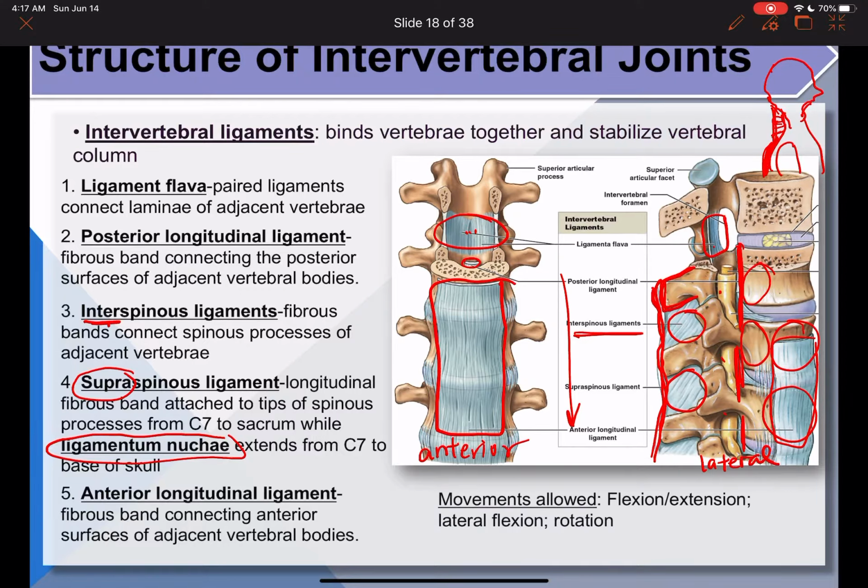Okay, so all 5 of these ligaments are what allow safe and stable movement of our vertebral column, such as flexion, extension of our back, lateral flexion, and even rotation of our back. Okay, so these 5 ligaments enable that when we're doing those movements, our vertebral bones won't move out of position.